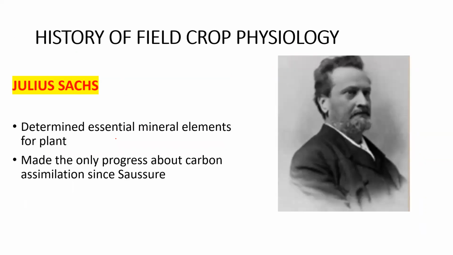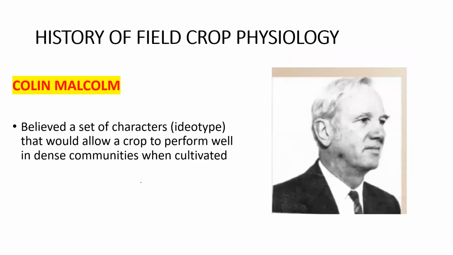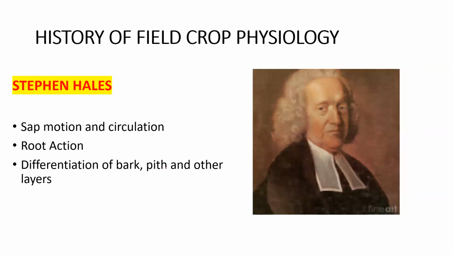And then, si Julius Sachs determined the essential mineral elements for the plants and made the only progress about the carbon assimilation. Okay? And then si Colin Malcolm naman believed that the character would be determined on the physiological operations of the plants. Okay, and that would allow a crop to perform well in dense communities when it is cultivated.